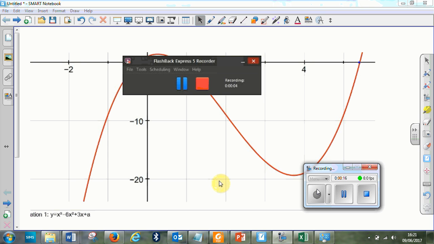So this is the graph. You can't see it very well because of this stupid thing in the way. It's a picture, so I can't get rid of that. But it's x cubed minus 6x squared plus 3x plus 1, I think.